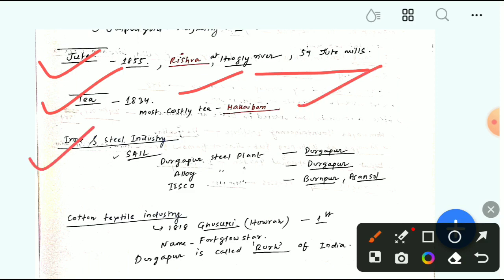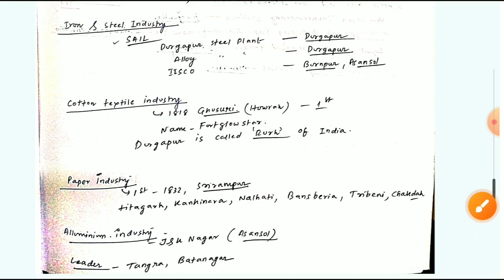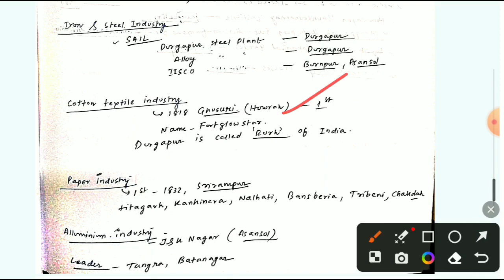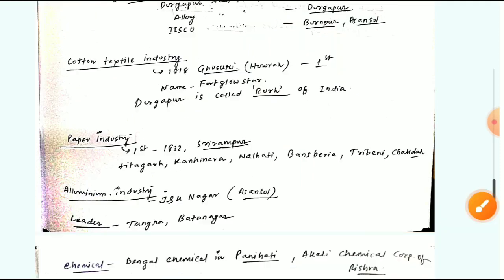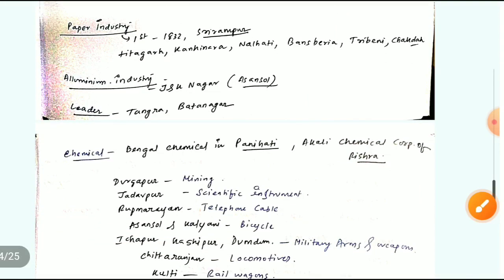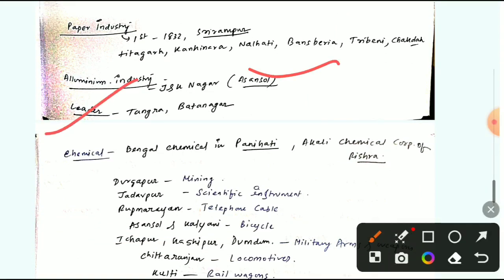Iron and steel, SAIL, Durgapur Steel Plant, Durgapur Alloy Steel Plant, Durgapur, IISCO Burnpur. Cotton is 1818, first started in Ghusuri, Howrah. Name is Fort Gloster. Durgapur is called Ruhr of India. Paper industry 1832, Serampore, Titagarh, Nalhati, Bansberia, all important. Aluminium, JK Nagar, Asansol. Leather, Tangra and Batanagar. Chemical, Bengal Chemical in Panihati.